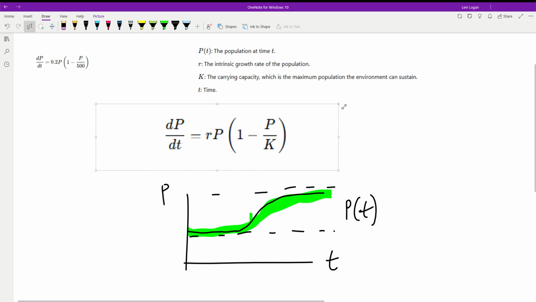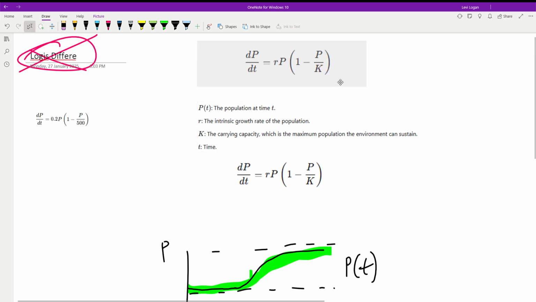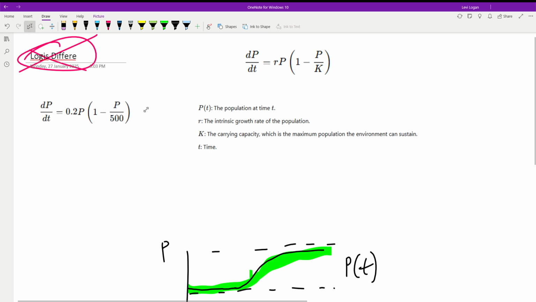Now, a couple of things about the background of this differential equation. P represents population at time t. R is the growth rate of the population, so like a factor. K is the carrying capacity, which is the maximum population the environment can sustain. And t is time. Now we can spot that in this example, the growth rate is 0.2 and the carrying capacity is 500. So let's just solve this differential equation as an example.